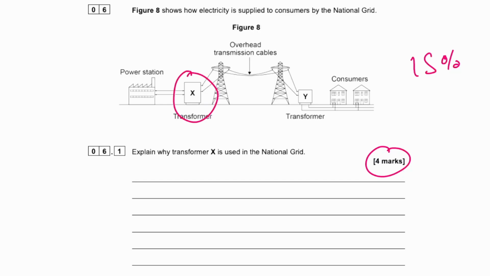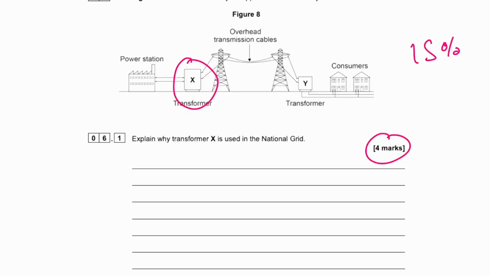So what would you say for this question to get all 4 marks? How would you structure your answer to make sure you get 100% of the marks available? The common mistake here that students make is they don't go into enough detail. It's 4 marks, so you need to write enough to get the 4 marks. If you ask students what transformer X is doing, they might be able to tell you, but will they be able to tell you in enough detail for this exam style question?